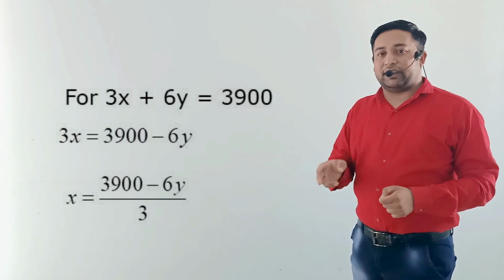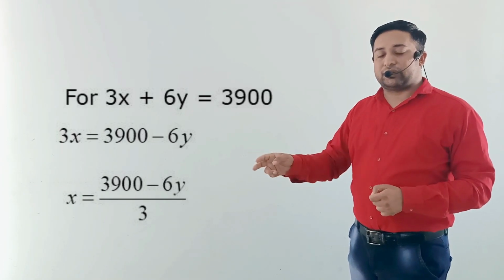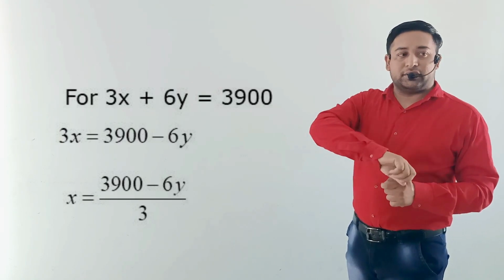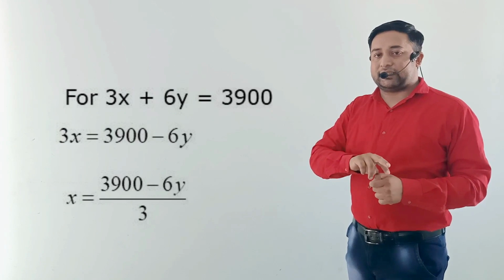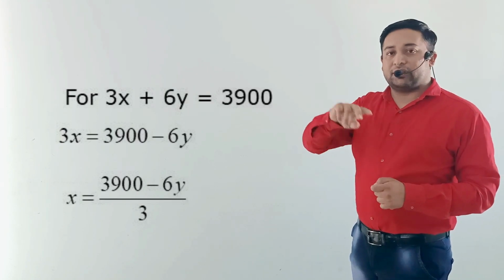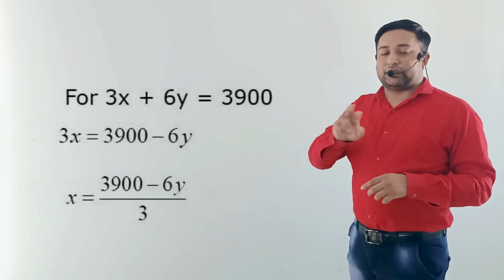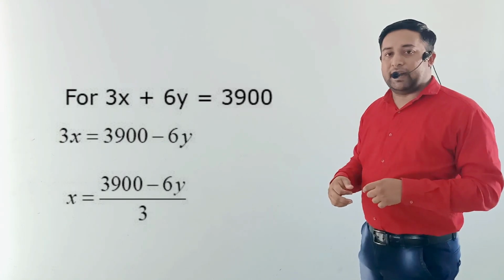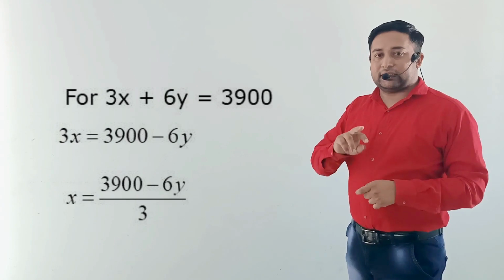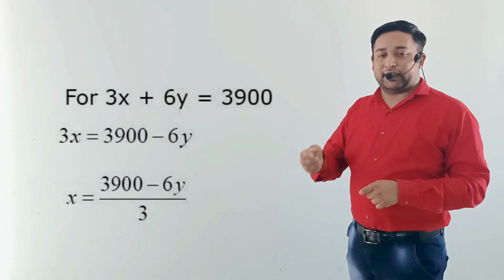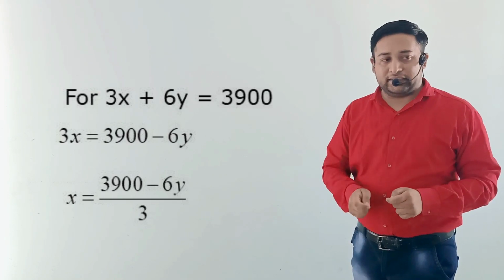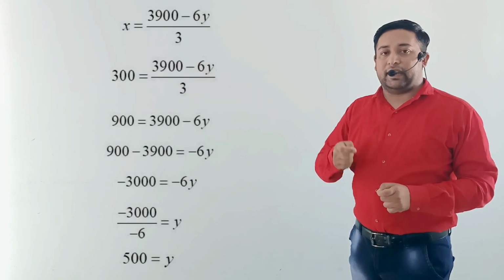So first converting the equation, 3x plus 6y is equal to 3900. So 3x is equal to 3900 minus 6y. I need the value of x, so x is equal to 3900 minus 6y divided by 3. I have taken values of x as 300, 100 and minus 100.